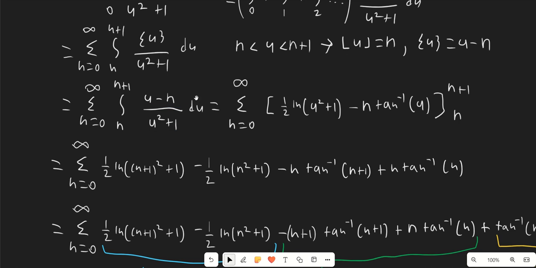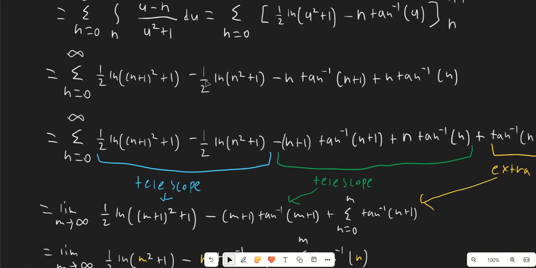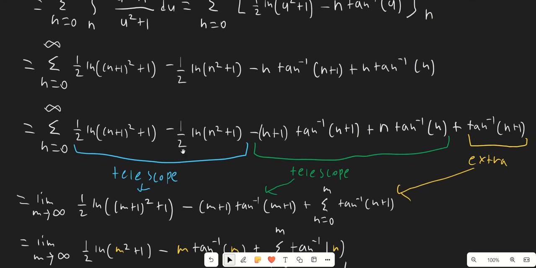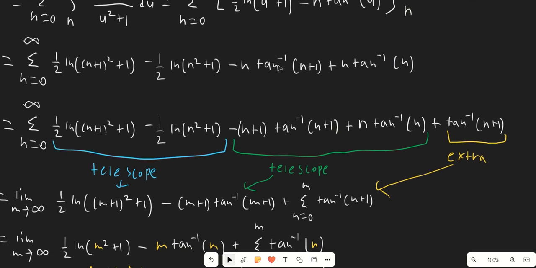And this is super easy to evaluate, the integral part at least, and we just get the sum from n equals 0 to infinity of 1/2 natural log of (n plus 1) squared plus 1 minus natural log of n squared plus 1, minus n tan inverse of n plus 1 plus n tan inverse of n. Now I'm going to reorganize this a little bit, so I'm going to keep all of this the same, but then I'm going to rewrite this n tan inverse of n plus 1 as (n plus 1) tan inverse of (n plus 1) minus tan inverse of (n plus 1), and then we're adding this extra term back.